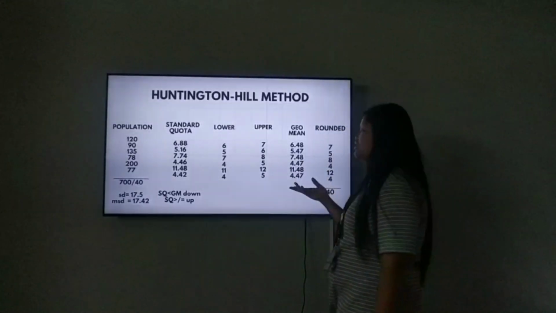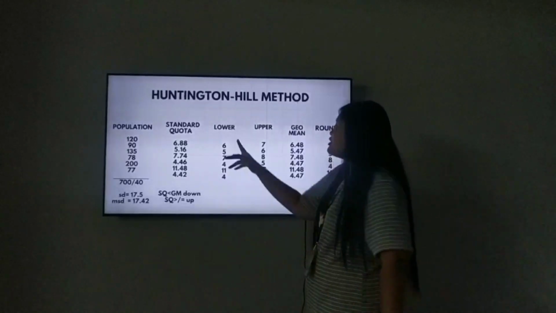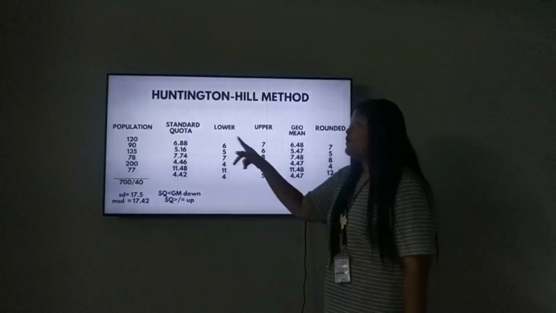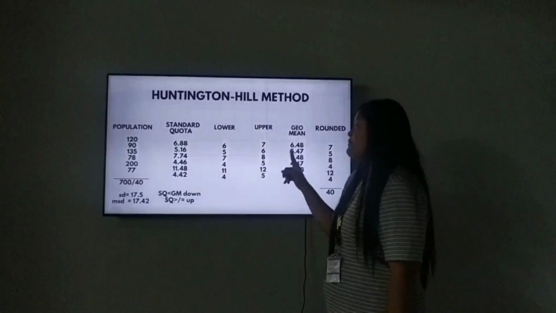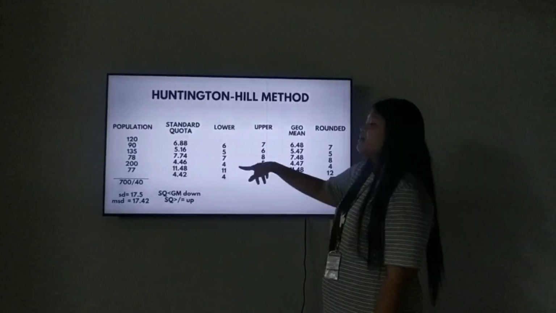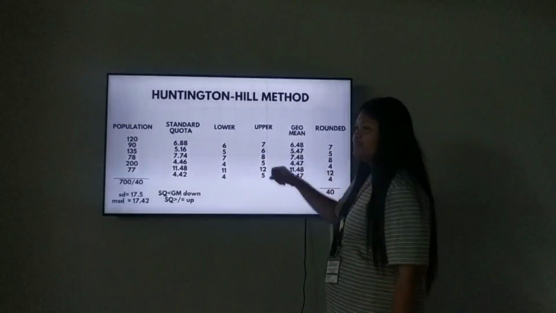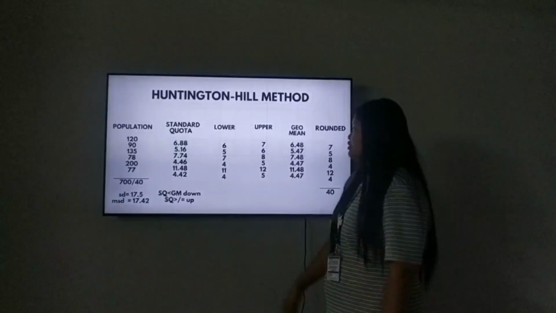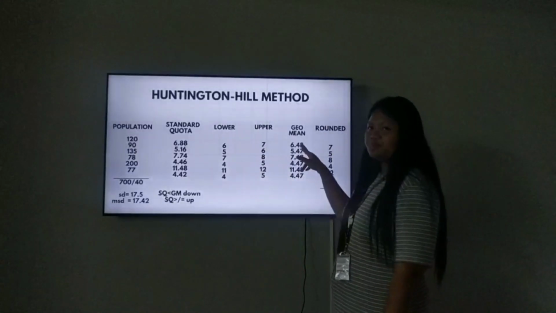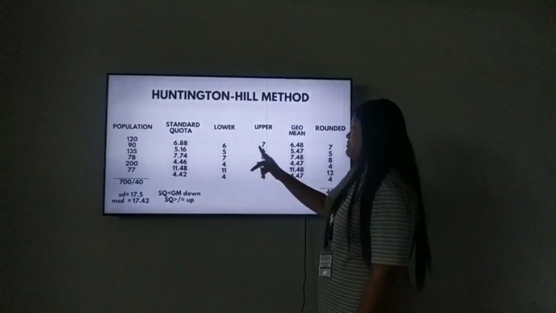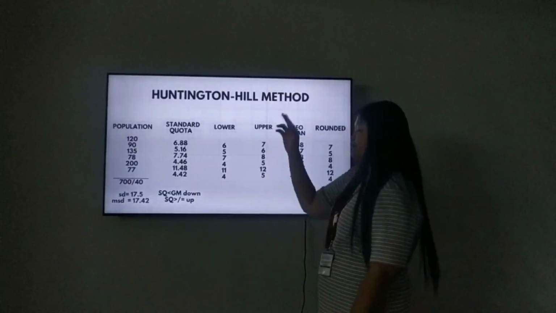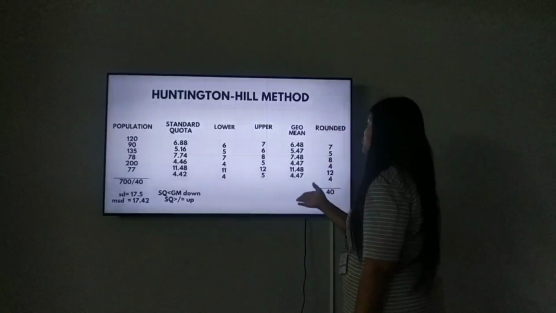To get the geometric mean, we need to multiply the lower and the upper quotas, and get the square root of the product. So 6 times 7 equals 42. The square root of 42 is 6.48. And 5 times 6 equals 30. The square root of 30 is 5.47, and so on.